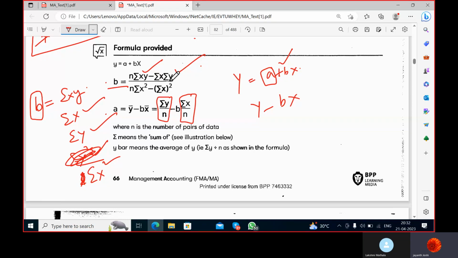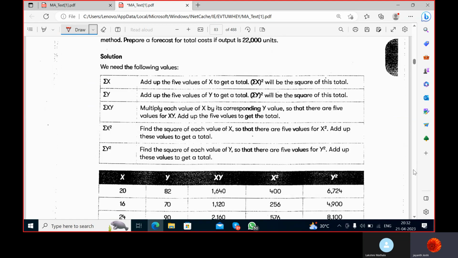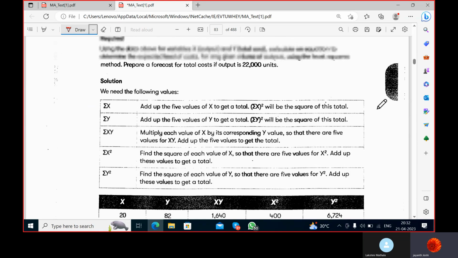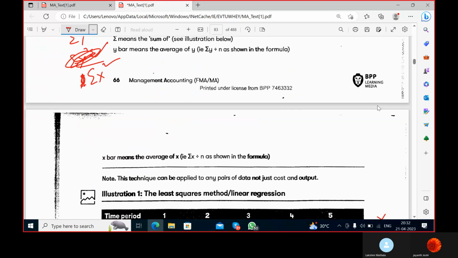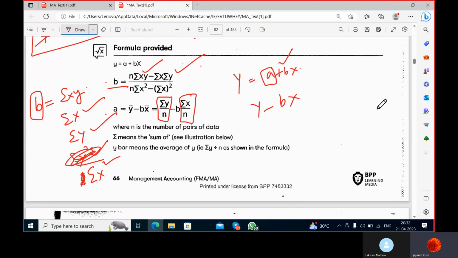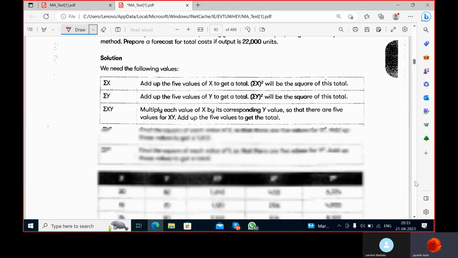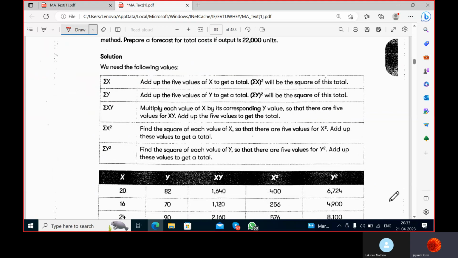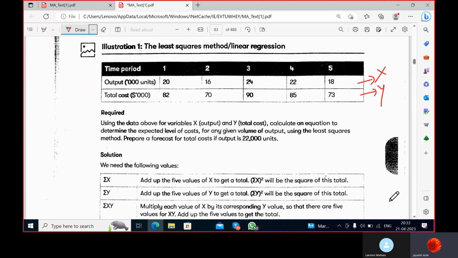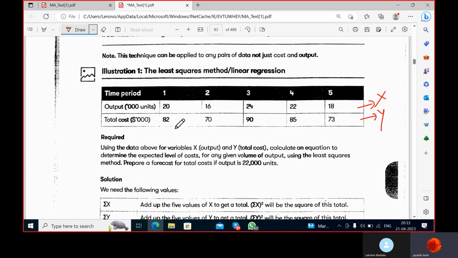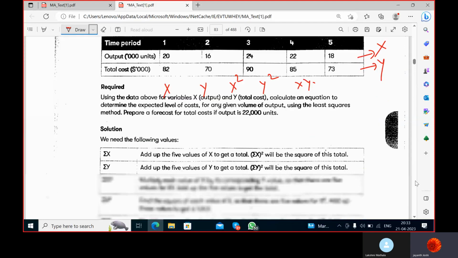And sigma x, sigma y multiplied. But y square is also required, no? In the equation, I'm not seeing any use of y square. Sigma y square also they are finding. Okay. So now this is the data, and the data is very clear. You find out all the values, Hamsika. X, y, x square, xy, and the totals of all first.